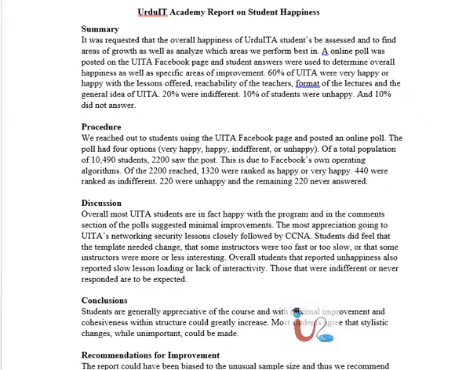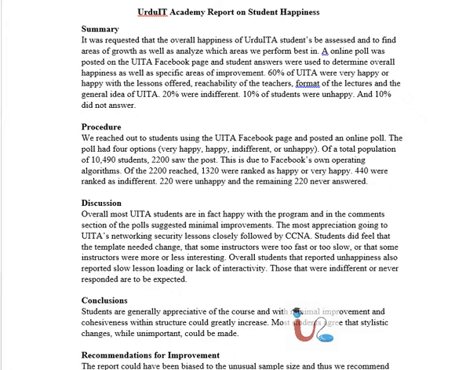So we reached out to students using the UITA Facebook page and posted an online poll. The poll had 4 options: very happy, happy, indifferent, or unhappy. Of a total population of 10,490 students, 2,200 saw the post. This is due to Facebook's own operating algorithms. Of the 2,200 reached, 1,320 were ranked as happy or very happy, 440 were ranked as indifferent, 220 were unhappy, and the remaining 220 never answered.